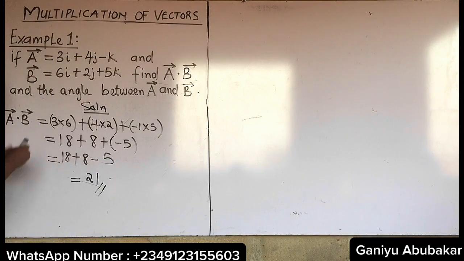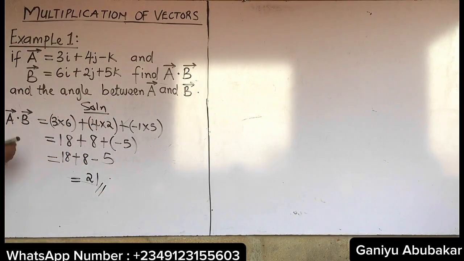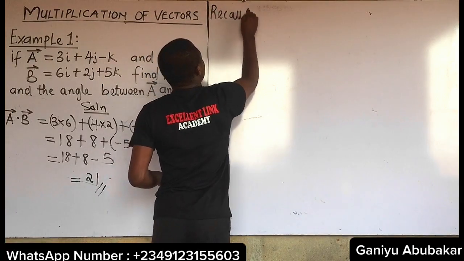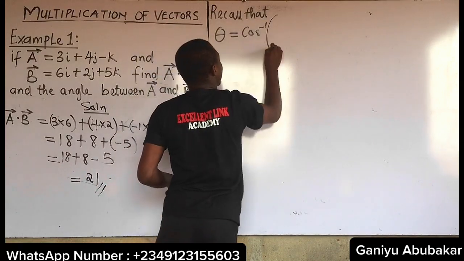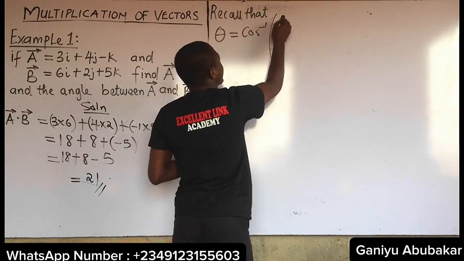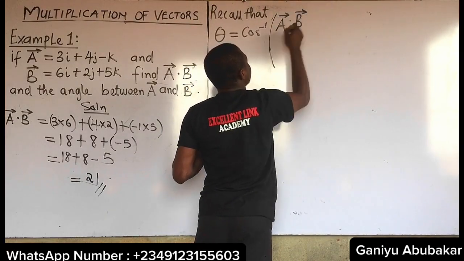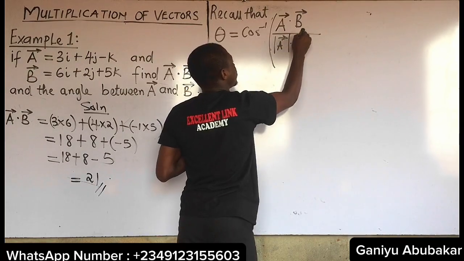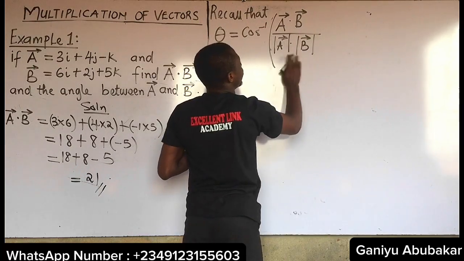So let's now get the second task done. The second task says to find the angle between the vectors A and B. When it comes to finding the angle, what do we know? We know that theta is equal to cos inverse of vector A dot vector B, all over the magnitude of A times the magnitude of B.